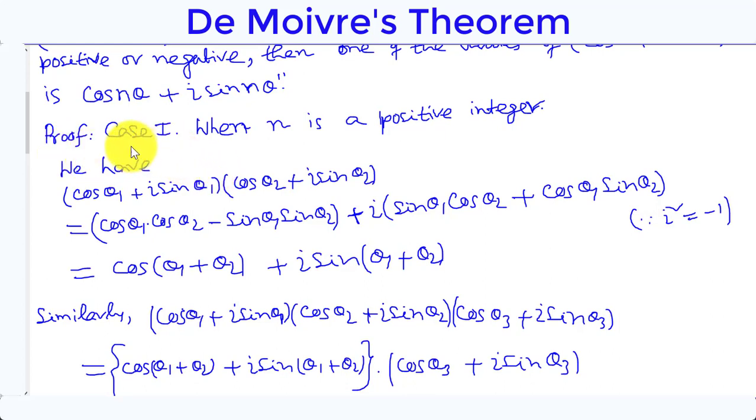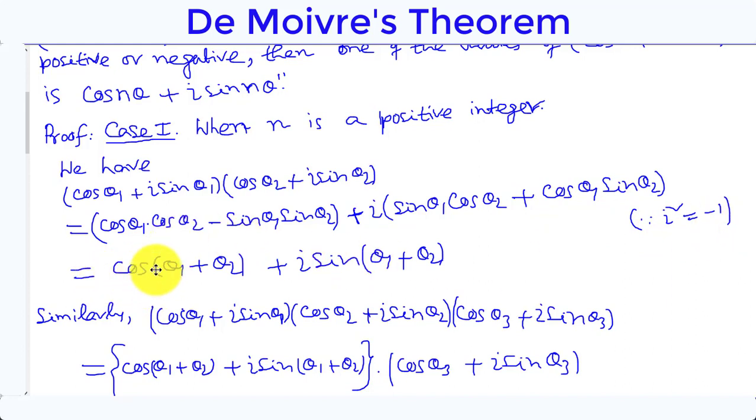Proof. Case 1. When n is a positive integer, we have (cos theta 1 plus i sin theta 1) into (cos theta 2 plus i sin theta 2) is equal to cos theta 1 into cos theta 2 minus sin theta 1 into sin theta 2 plus i times (sin theta 1 into cos theta 2 plus cos theta 1 into sin theta 2). Here i square is equal to minus 1.